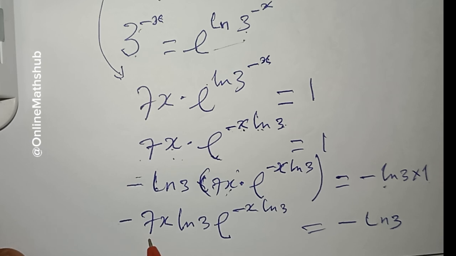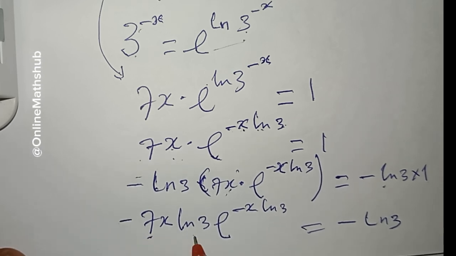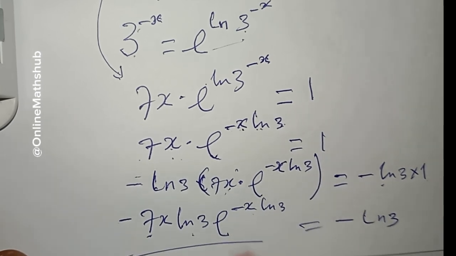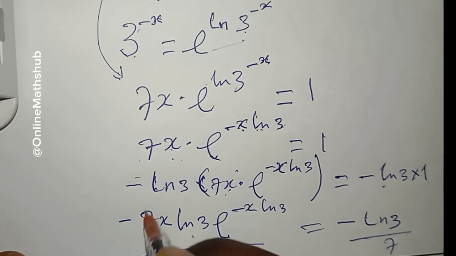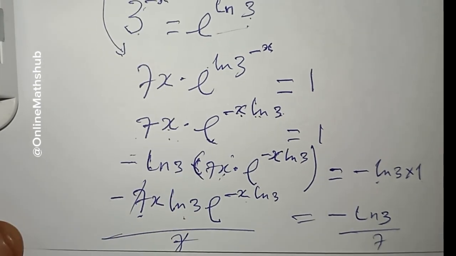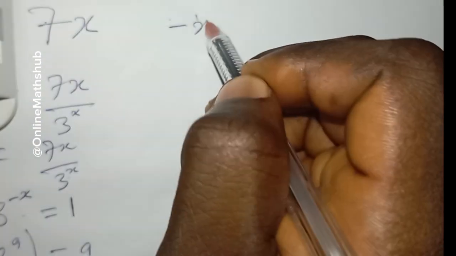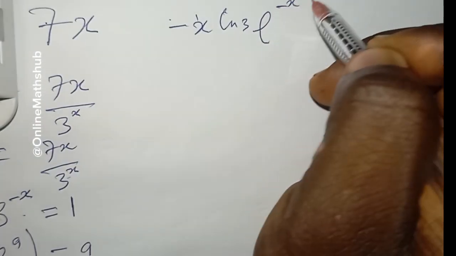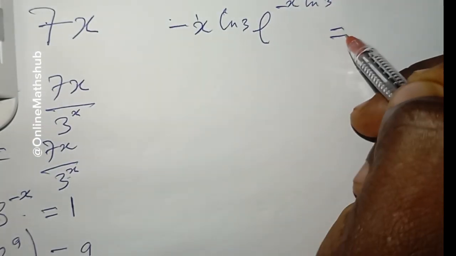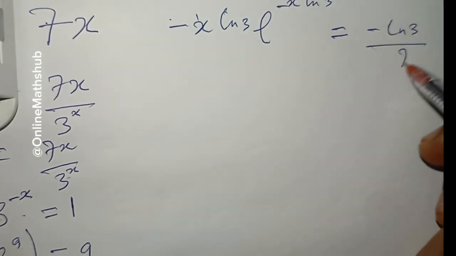I'm actually going to go ahead and divide through by this 7 right here, so that what I have at the base here will be the same as what I have at the power here. So if I do that, this is actually going to cancel this. I'm left with the other terms, so that what I now have is negative x natural log of 3 exponential negative x natural log of 3 is equal to negative natural log of 3 divided by 7.